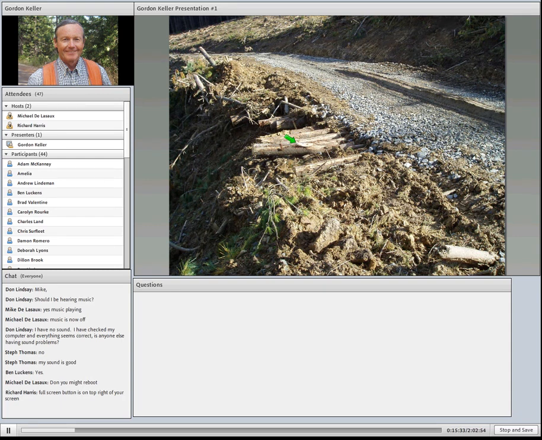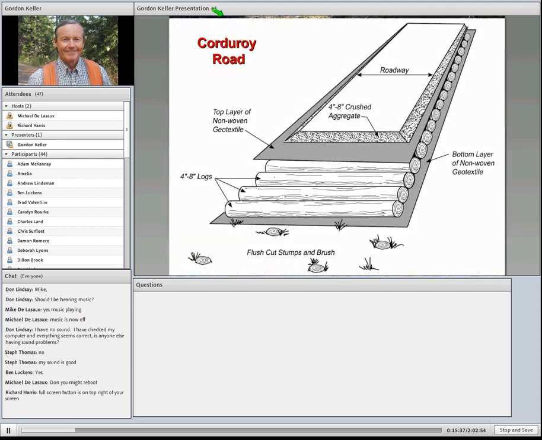Let me move this arrow up here. And you can kind of see from this little drawing, this cartoon, what that's supposed to look like. A corduroy road is only going to last maybe 5 or 10 years. Depends on the wood you use, but it does offer a way to cross wet areas, and like I say, particularly for a temporary road.